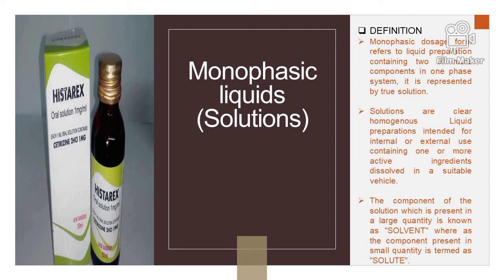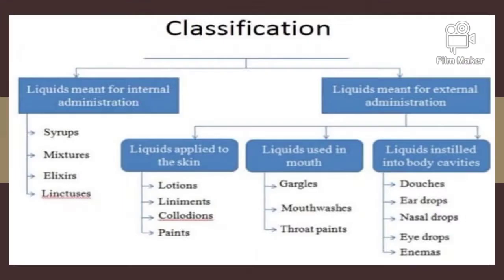So what is meant by a solution? Solutions are clear, homogeneous liquid preparations intended for internal or external use, containing one or more active ingredients dissolved in a suitable vehicle. The component of the solution which is present in a large quantity is known as the solvent, whereas the component present in a small quantity is termed the solute. On the left hand side is an example of a monophasic liquid dosage form.